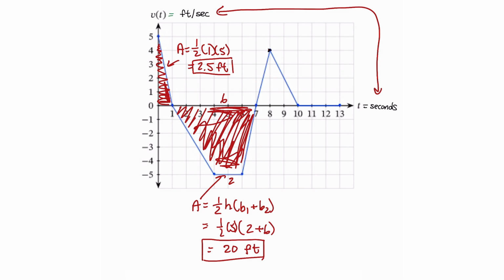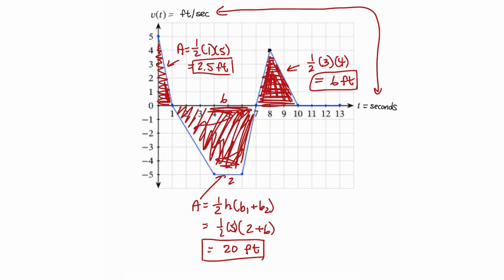Now for our final region, we have a triangular region from 7 to 10. And that means that since it's above the axis, the actual distance traveled is equal to the area, but that also means that the definite integral is positive as well. So that area is 1/2, the base is 3 units, the height is 4 units, and that gives us 6, and we know that that is feet.